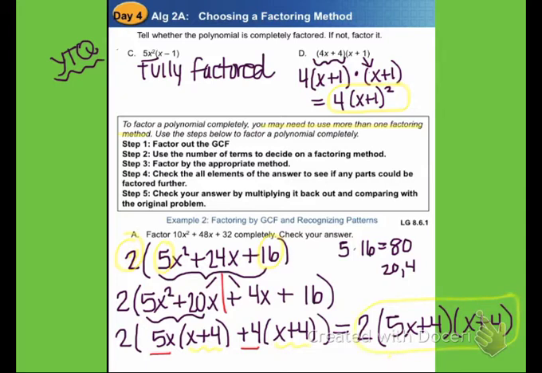And I know by looking back at those binomials, 5x plus 4 and x plus 4, there is no more that I can do to either of those because there's no greatest common factor of 5x and 4 or x and 4. So that is my final factored form. That's fully factored. That's a lot of f's. So let's go ahead and turn the page.